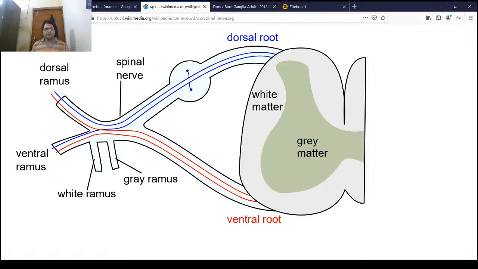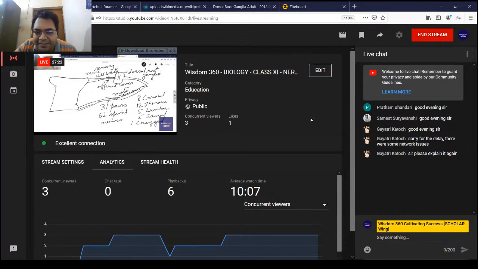So is it clear now till this part? Till this part, is it clear? Gayatri, Pratham, is it clear? Samesht, till this part? Or if you have any doubts, just ask me.